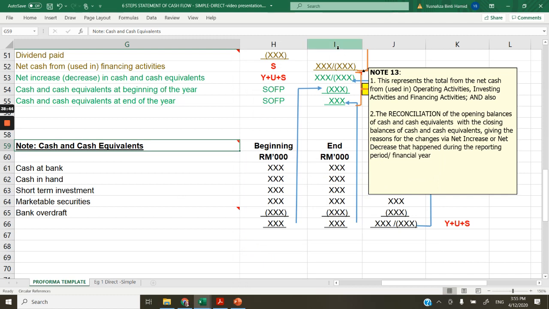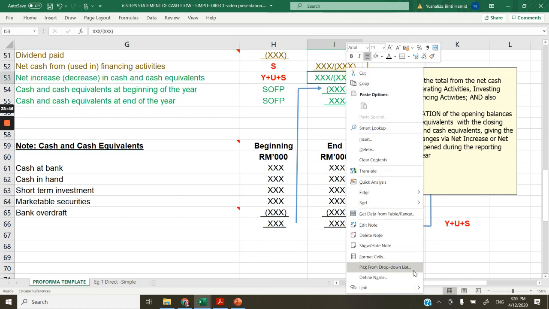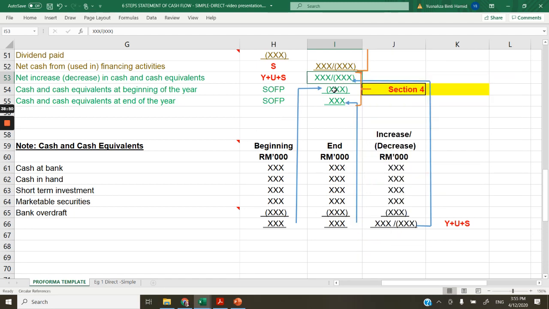You need to make sure that your total here will match with the total here at the bottom. You can see the arrow there, right? So now what you need to do is list down all your cash and cash equivalent that you have. Put the beginning balance. Beginning balance can be obtained from your SOFP, statement of financial position, your balance sheet. The ending balance, the closing balance, you put it here. Put it in detail, each of the items, right?